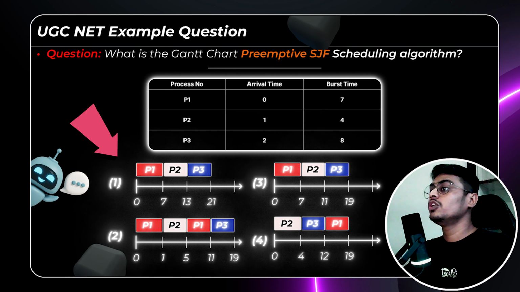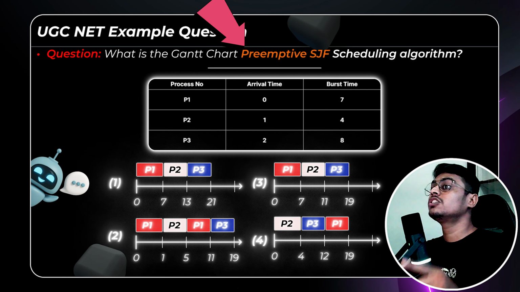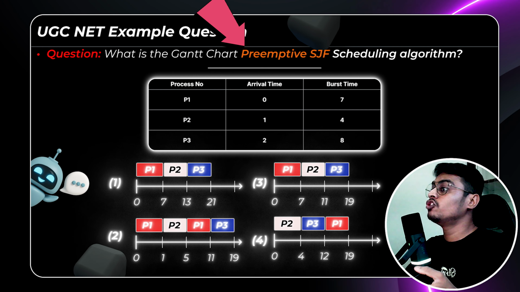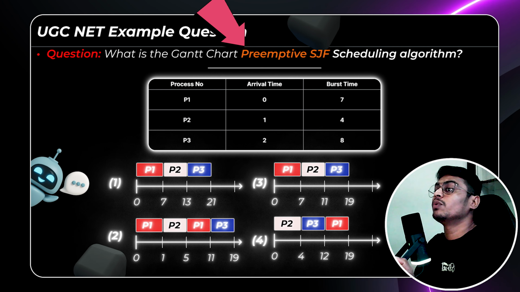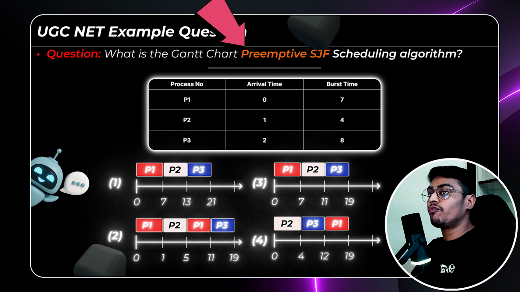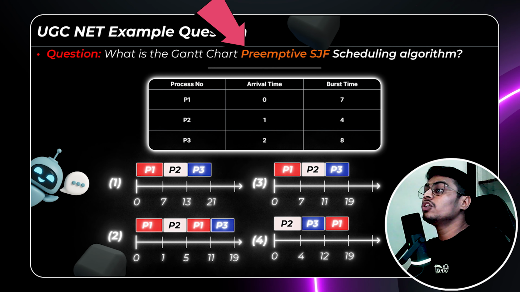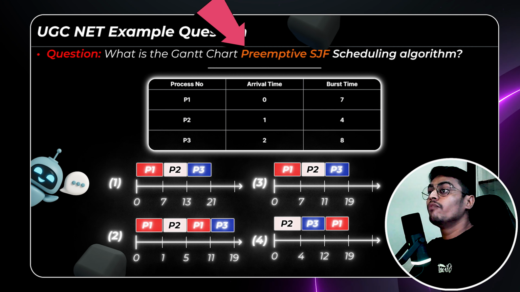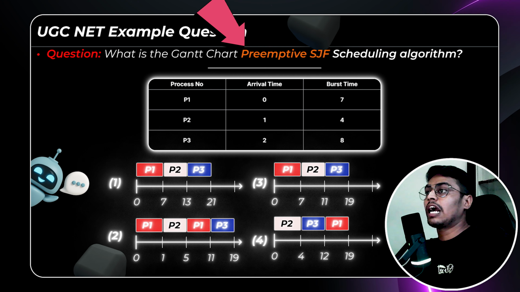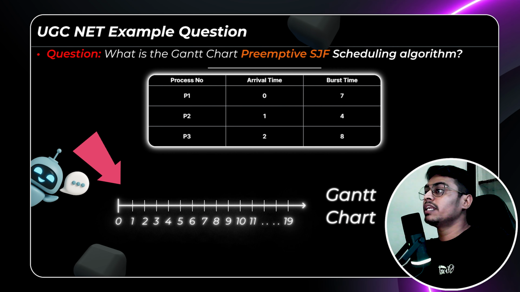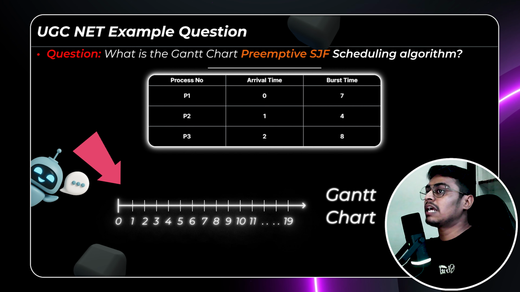So first of all, you have to focus on the algorithm. The algorithm is shortest job first, but along with that it's preemptive. This means when it's shortest job first along with preemption, you can call it SRTF also, which is shortest remaining time first. I'm making a new Gantt chart from the starting. The Gantt chart always starts from 0 because we always start the time at 0.